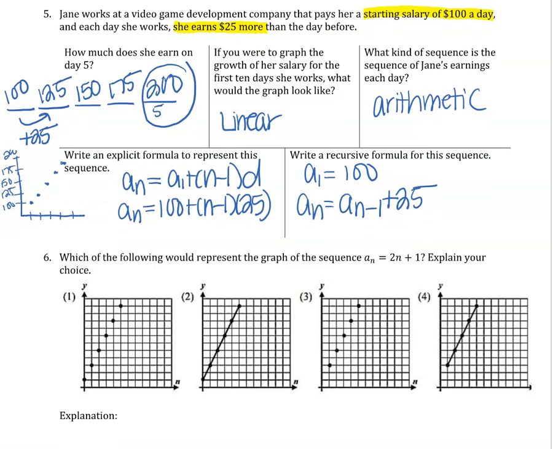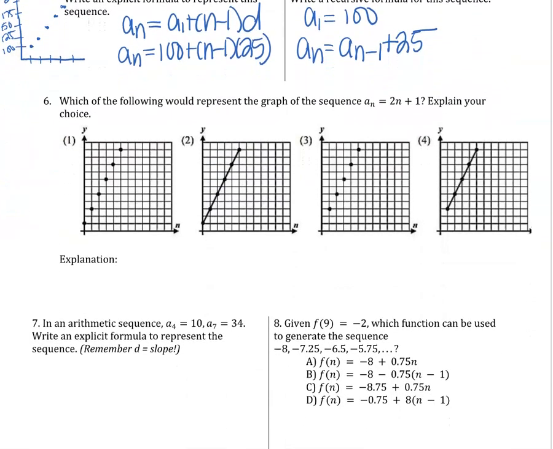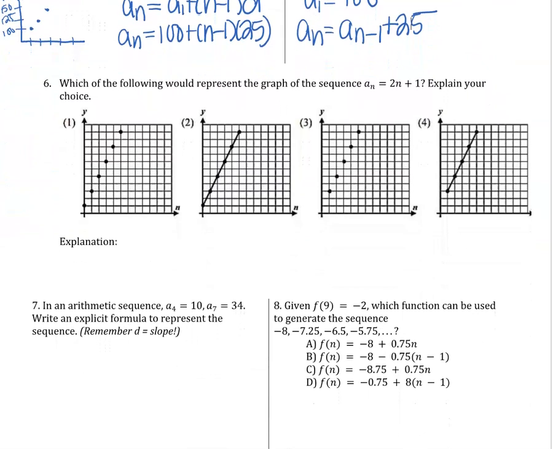All right, next question. Which of the following would represent the graph of the sequence 2n plus 1? Explain your choice. All right, well, if you want, you could even figure out a few terms of this, like a sub 1 would be 2 times 1, which is 2, plus 1, which is 3.